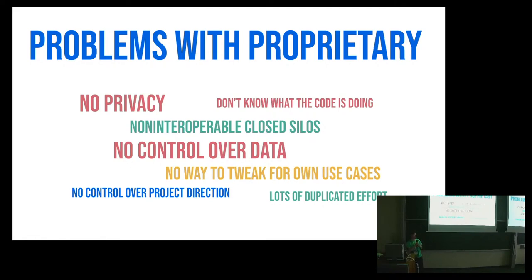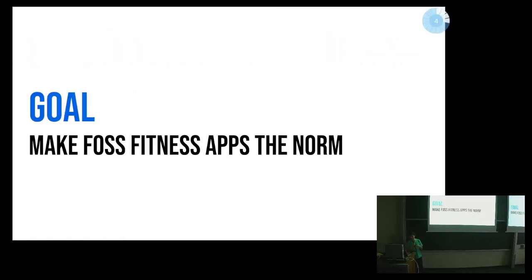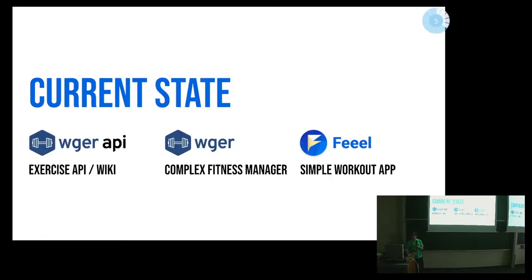And so we want to change this landscape, and we would like to make free and open source fitness apps the norm, kind of do for fitness what Wikipedia did for world knowledge. It's a long way there. We're setting up some groundwork. Right now, the wger project has an open API, as well as a client app that you can, as of this week, also install on Linux. I'm working on a somewhat simpler app called Feeel that's been on Linux for a few months now, and I will discuss all of these in a bit more detail.